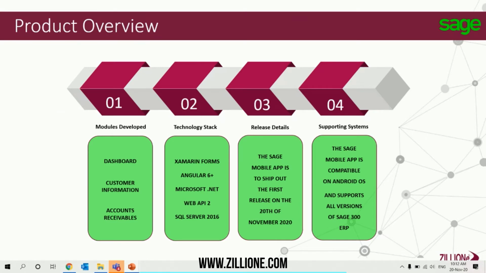So at the very introduction, we mentioned today is a very special day for us. The entire ZILLIONe family is proud to be able to launch our mobile application for Sage 300. In terms of supporting systems, the Sage mobile app is right now compatible with Android OS, but very soon we'll have the iOS version out there as well for those Apple users. And it supports all versions of Sage 300 ERP as well. Once you configure your mobile application to use it with Sage, you won't have any problems. Even if you're using one of the latest versions of Sage or a few versions back, you'll still get all the features and facilities that the mobile app has to offer.